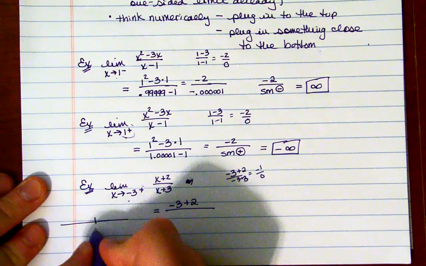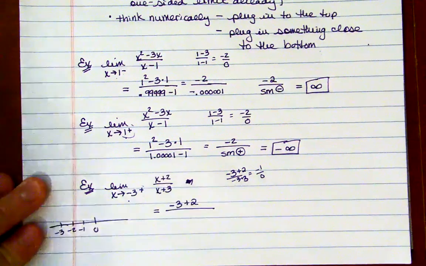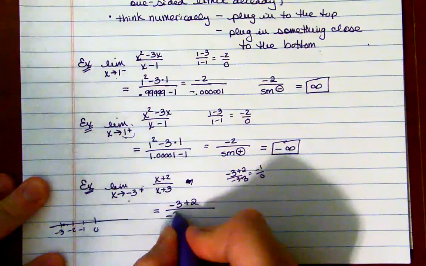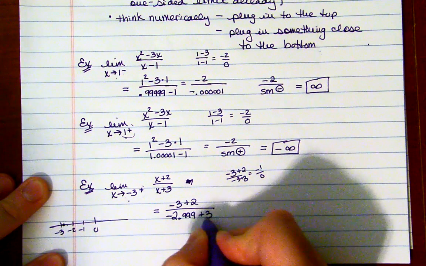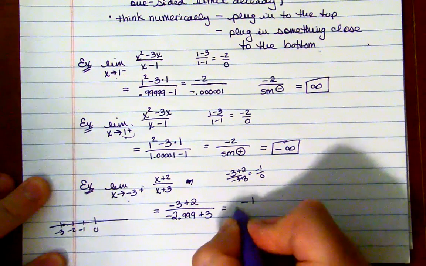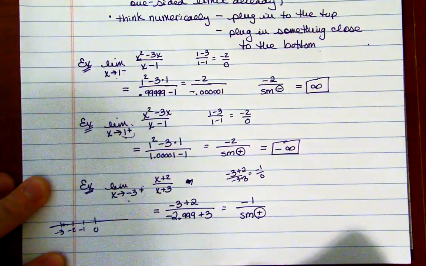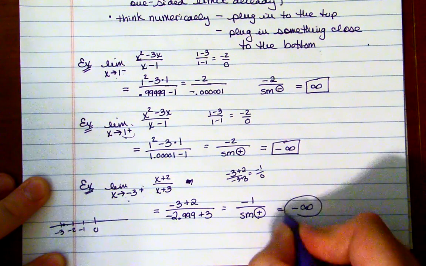Let's think number line here. If I'm a little to the right of negative 3, that means I'm about here. That's like negative 2.99999. Negative 1 over a small positive. Negative over positive gives me a negative, and I'm going to get negative infinity.